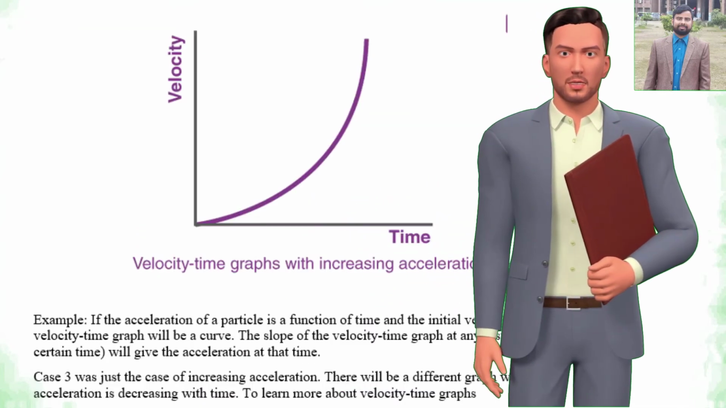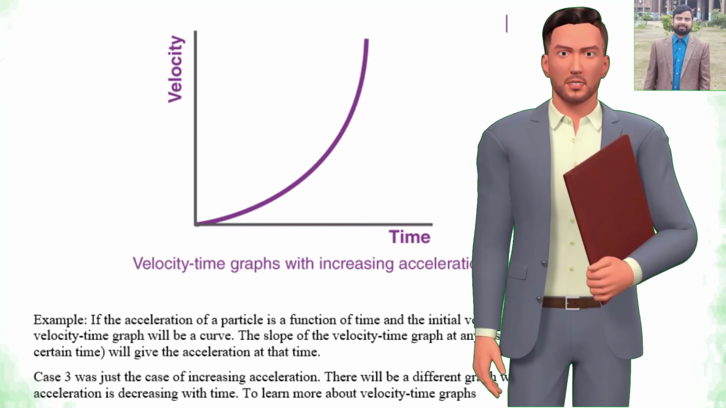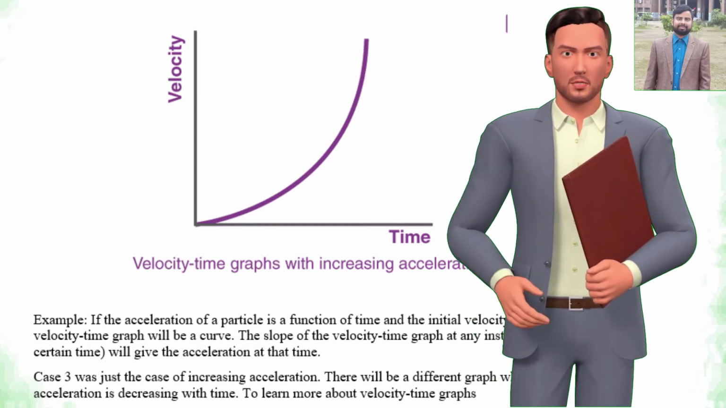Example, if the acceleration of a particle is a function of time and the initial velocity is 0, the velocity-time graph will be a curve. The slope of the velocity-time graph at any instant, at a certain time, will give the acceleration at that time.